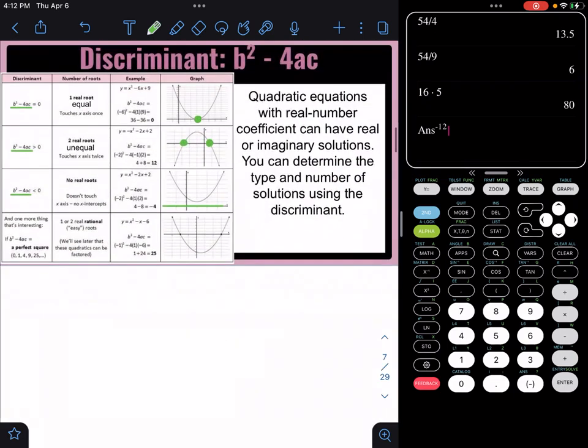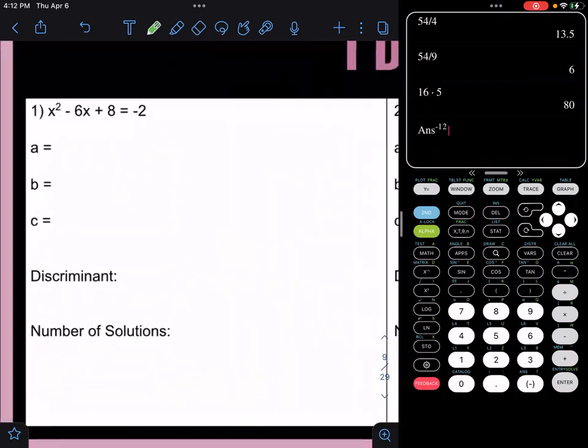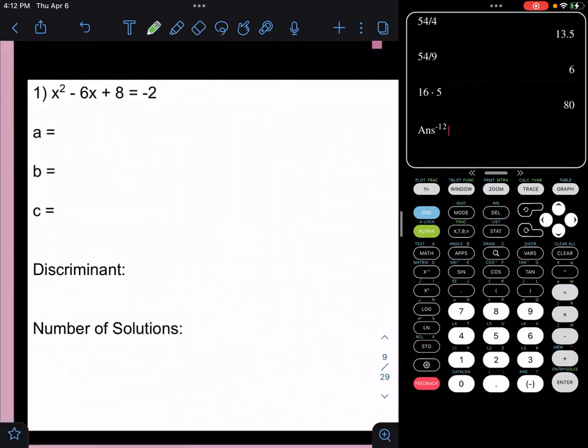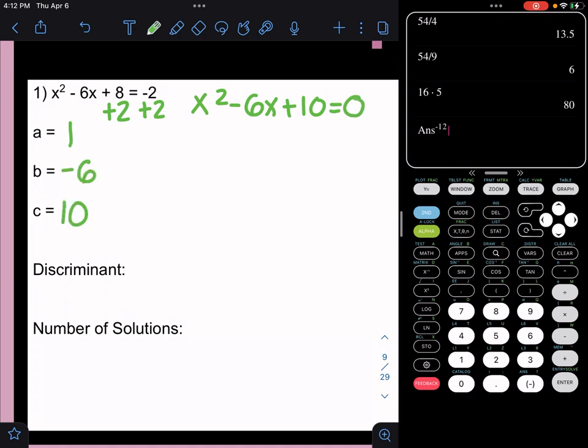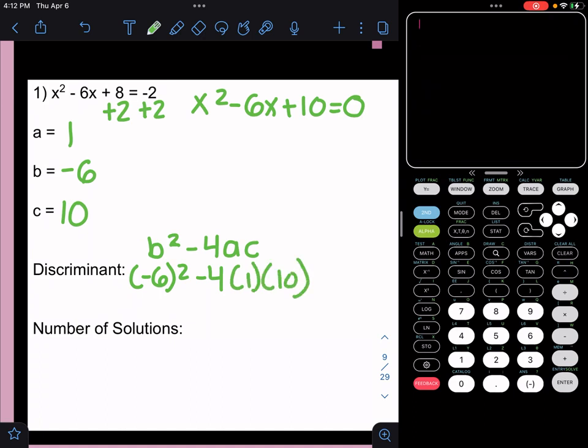Alright, so let's get into this. First we're going to say what our A, B, and C are, find the discriminant, and then talk about the solutions. In order to do this, we need to get this equation equal to 0. So we would have x squared minus 6x plus 10 equals 0. So A is 1, B is negative 6, and C is 10. Your discriminant formula is b squared minus 4ac. So b here is negative 6, make sure you put it in parentheses, minus 4, a is 1, and c is 10. And let's type this in the calculator.